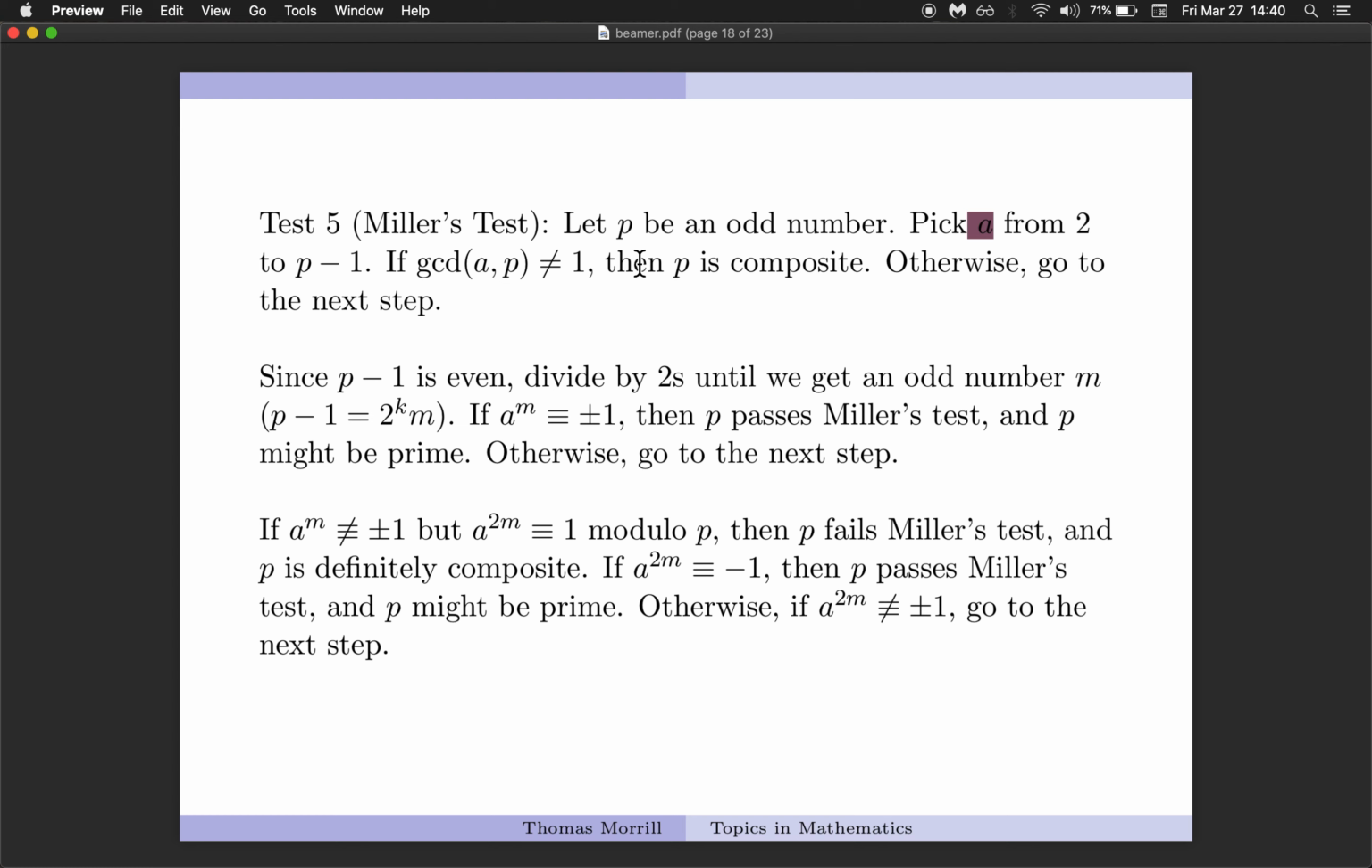If we do have some relatively prime residue, we're going to go on to the next step. Because p minus 1 is even, we're going to divide out by 2's until we get some odd number m. P minus 1 is even. Its unique factorization is 2 to the power k times some odd number m. And I want that m.